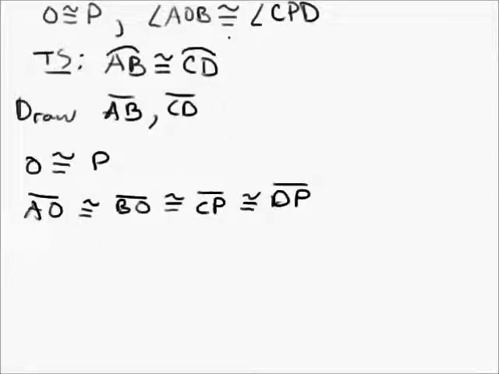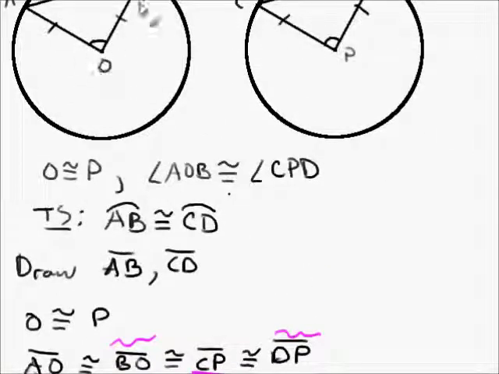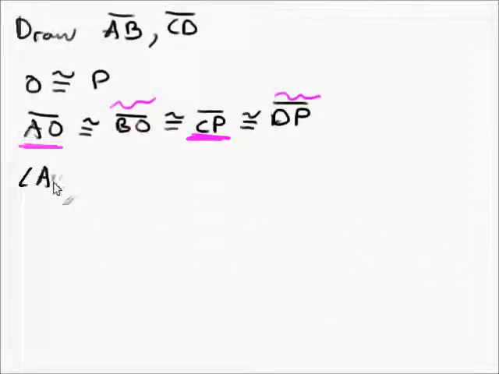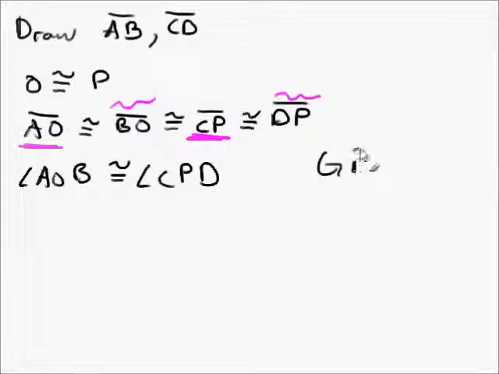More importantly than any of this is that I can pick off two pairs of congruent parts, and they have a congruent angle in between them that we were given, AOB, CPD. That was part of this theorem. We have congruent central angles. And this was given.